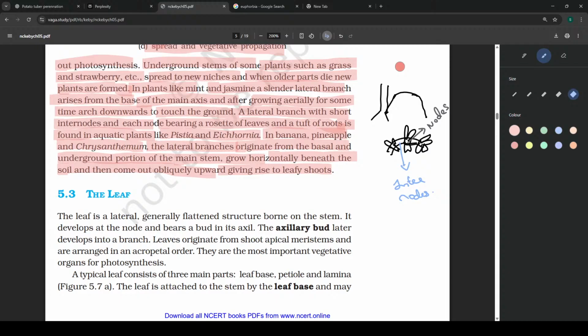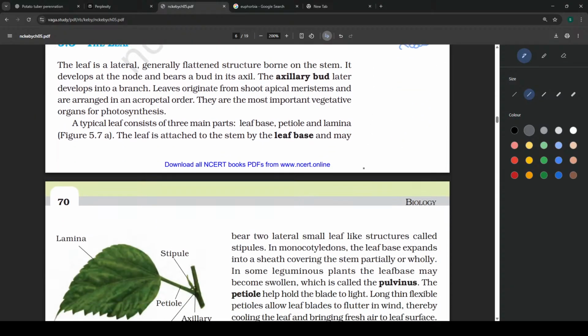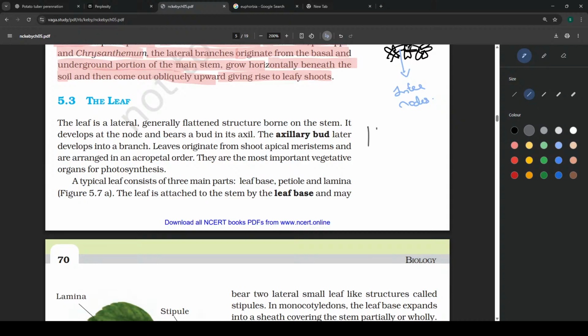Another kind of vegetative propagation we see in chrysanthemum, banana, and pineapple plants. In these plants, the stem won't grow upward, it will grow below the ground, it won't be visible to us. Underground, the stem will grow laterally, I mean horizontally, and spread to a new region, and after doing that it will come out obliquely, meaning if this was a banana plant, then this will be the root.